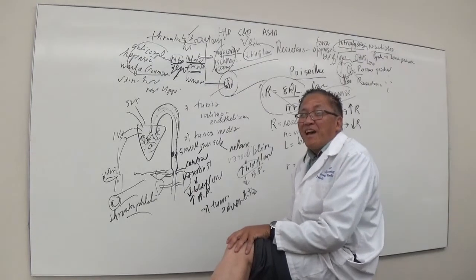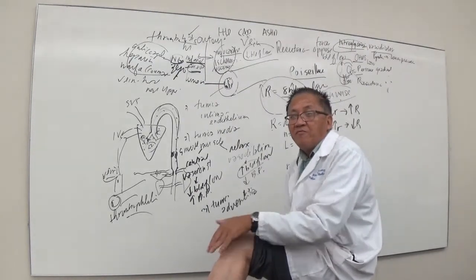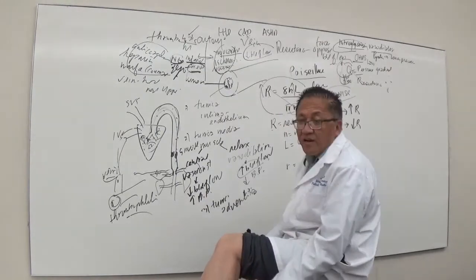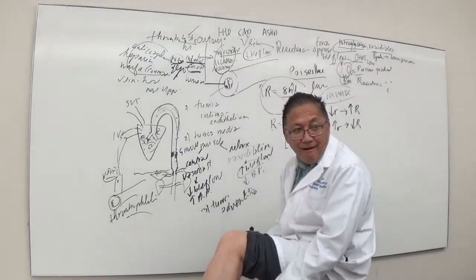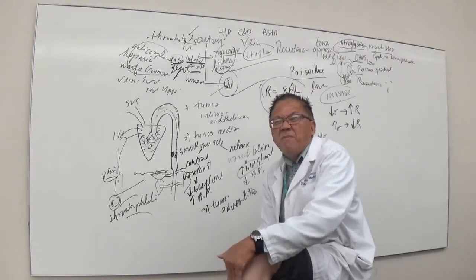And the patient says, I have leg pain. And you ask the patient, ma'am, sir, where is the leg pain? In front or the back? Oh, it's here. Why? Because that's where the veins are. Do you find any blood vessel here? It's bone called tibia.